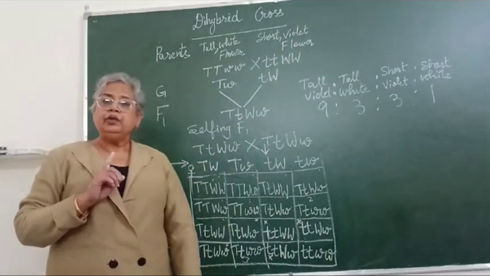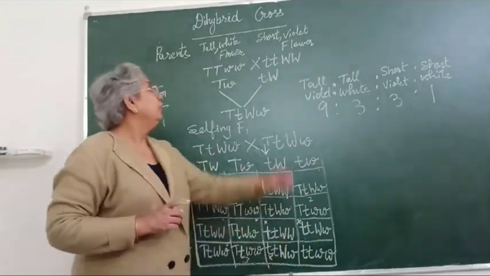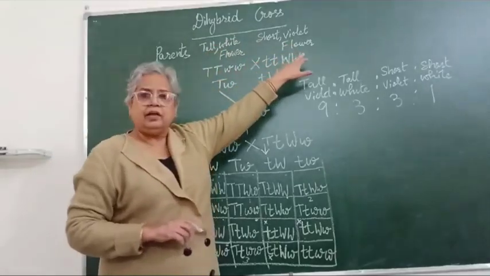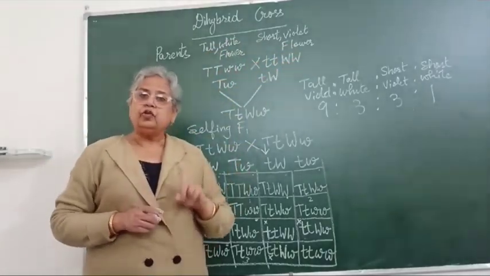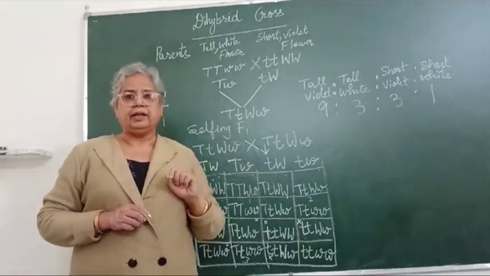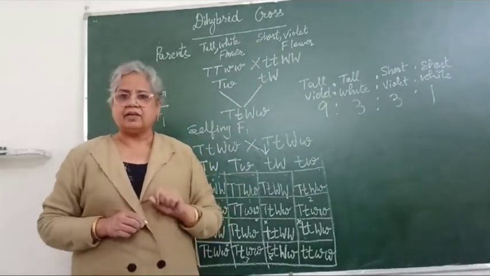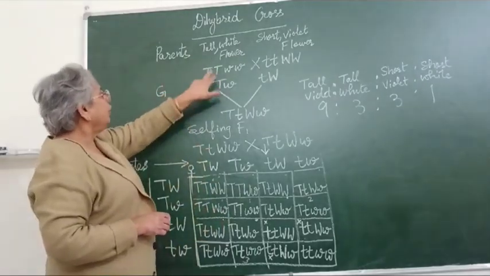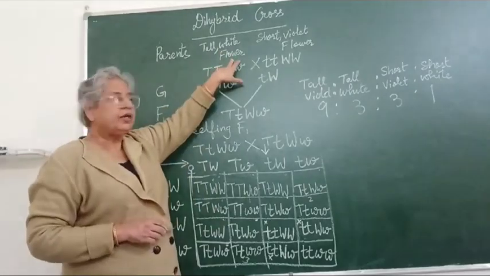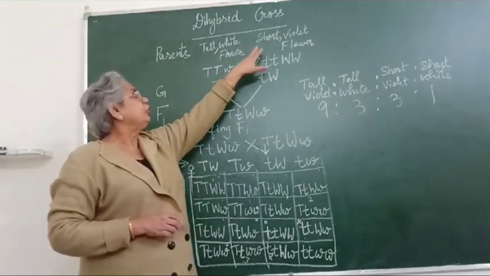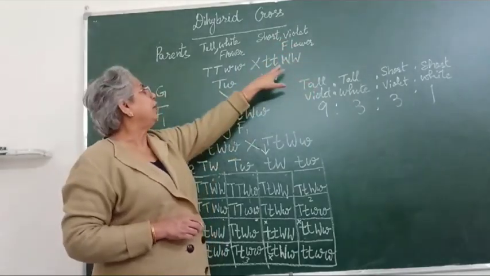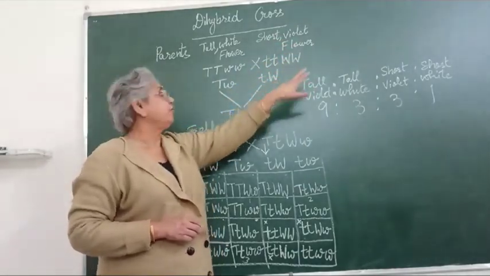Now here you need to remember that tall is the dominant trait and violet is the dominant trait. As we have to use only one letter for representing, we are using a capital letter for the dominant and a small letter for the recessive trait. So tall, dominant, so capital T; white flower is a recessive trait, so small w. So short plant with small t, and violet flower because it is dominant, so I have represented it with capital letters.